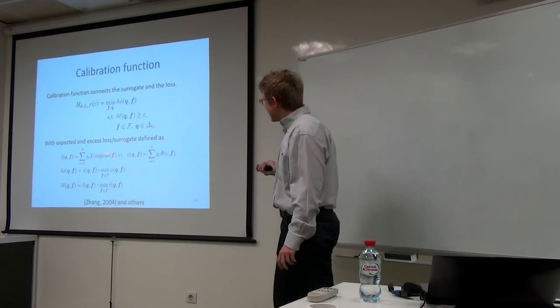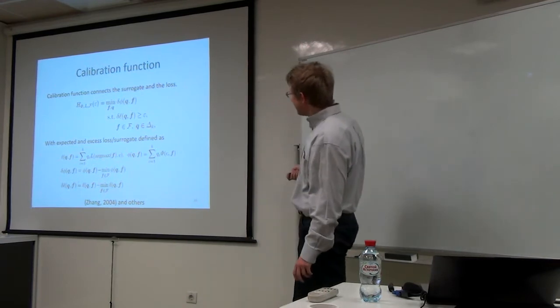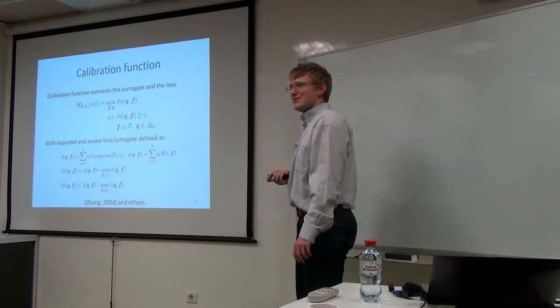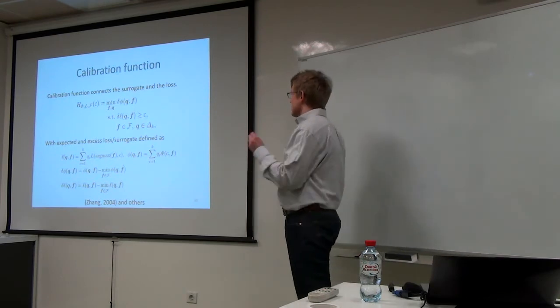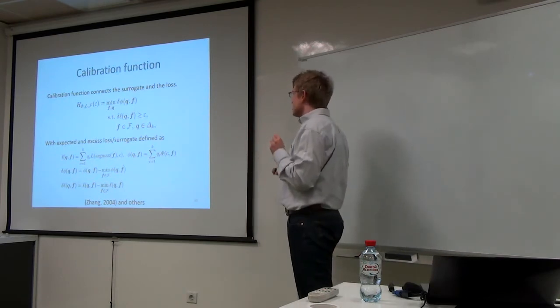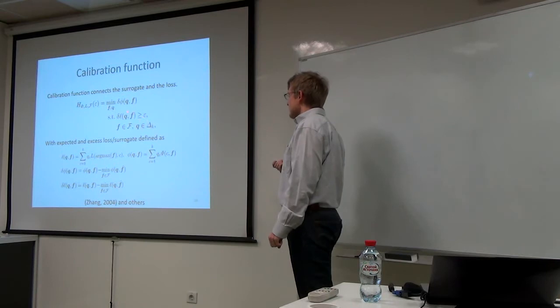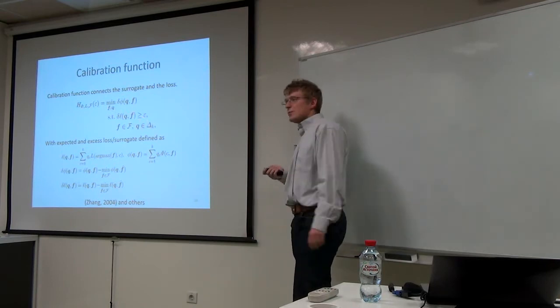I've written the exact definitions here, but I'm not sure it's super useful for you to parse them now. This is the key intuition: it says how big the expected surrogate loss can be from its minimum if the excess of the real loss is big enough.